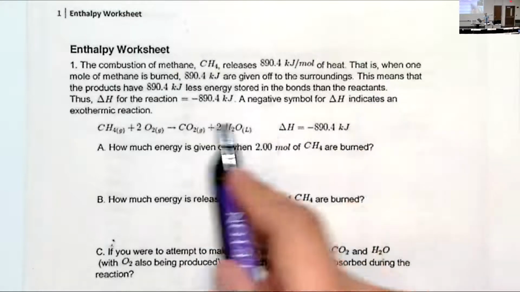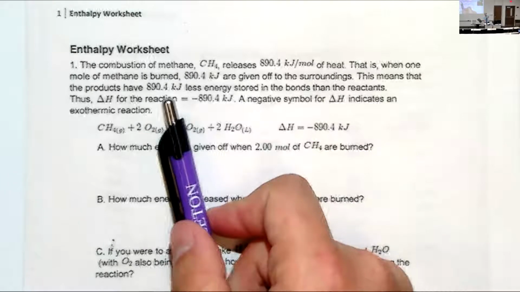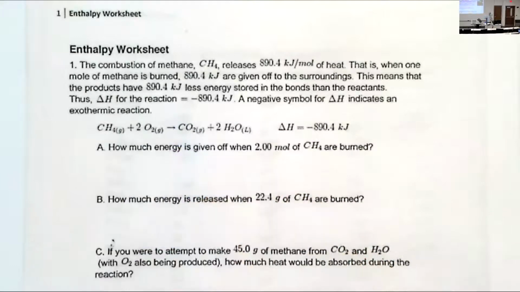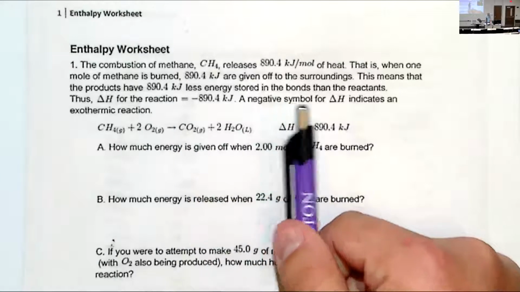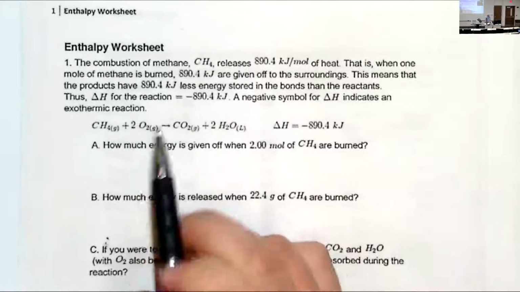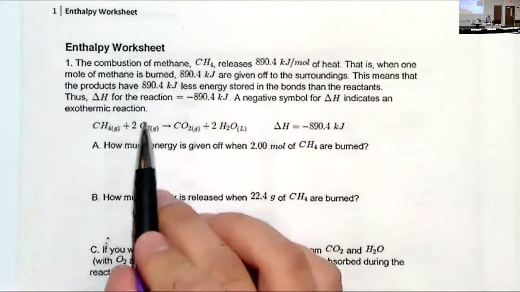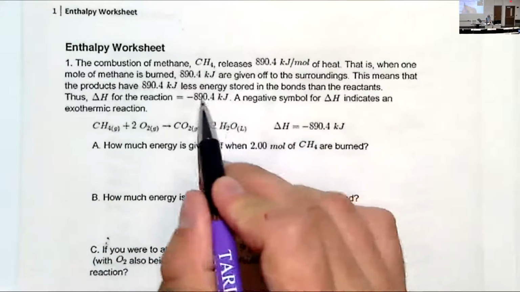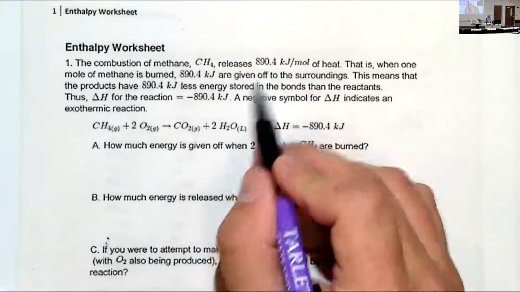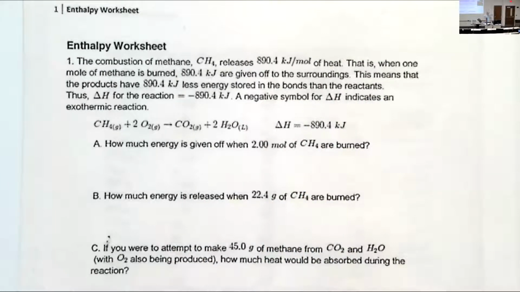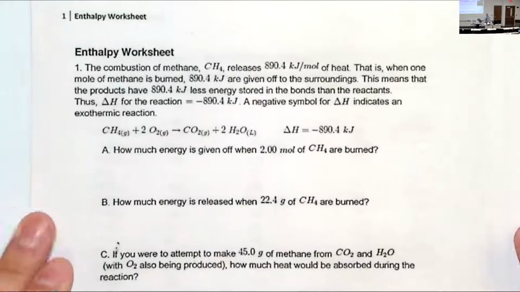This means that the products have, I have to say this so many times, 890.4 kilojoules less energy stored in the bonds than the reactants. So that means it's exiting. When the combustion of methane happens and it reacts, that means this amount of heat is released out of the system, which is what we're doing.